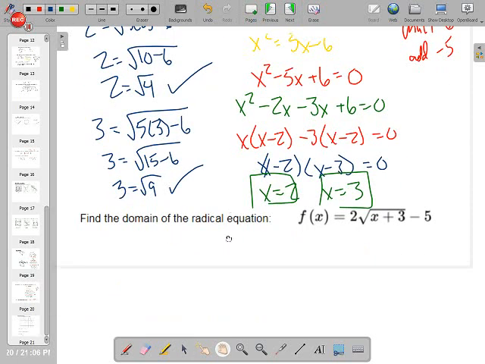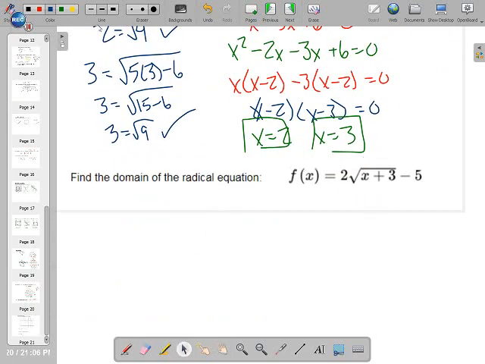Last one I'll solve: just find the domain. Okay, so the problem here is you can't square root a negative. So what we do is say, hey, radicand, you can't be negative. You've got to be greater than or equal to 0. Then we isolate x by subtracting 3 on both sides, and I have x is greater than or equal to negative 3. That's the domain.